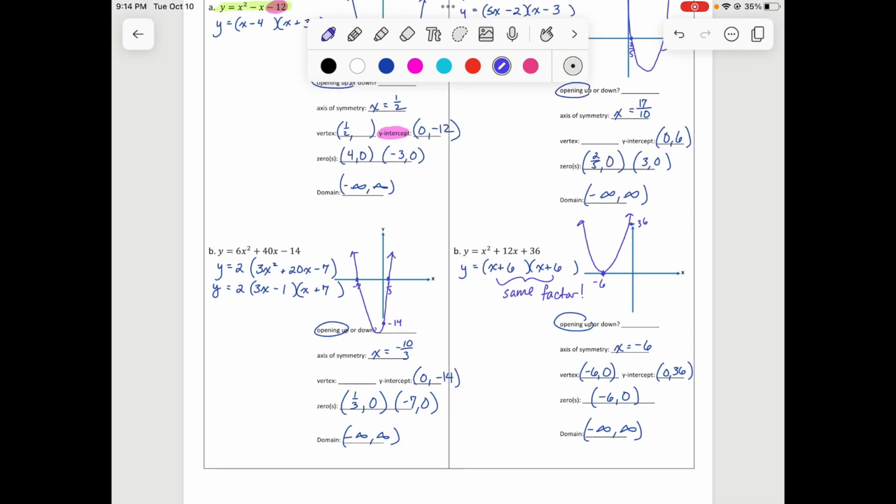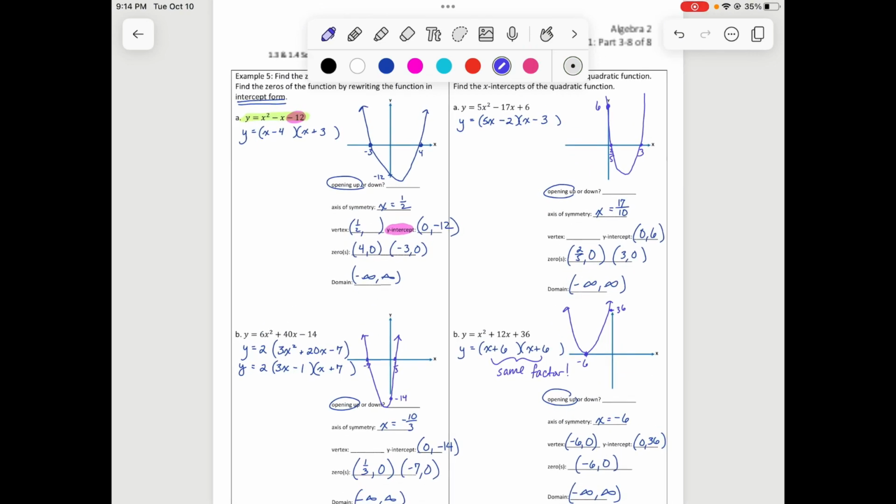All right. The major takeaway that I want you to have from doing this is that both our standard form, what we were given for each of these, and intercept form give us different pieces of information. Standard form is really good for finding the y-intercept. Intercept form is really good for finding the x-intercepts, the zeros. And once we have those different pieces of information, it makes it easier for us to graph and get an idea of what the curve is going to look like.